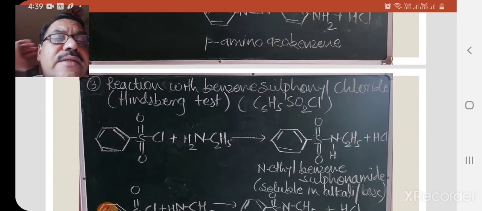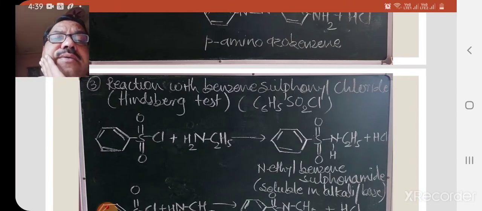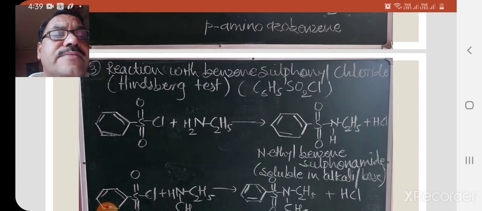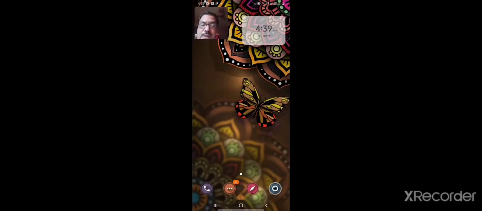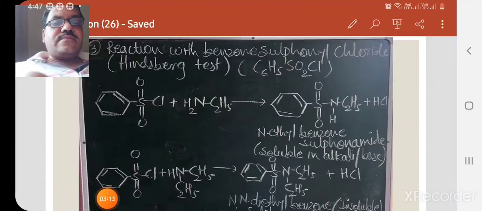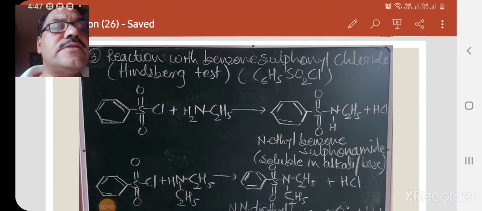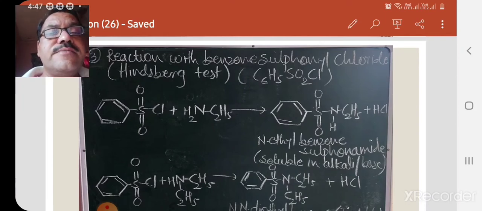Now the third reaction in the retention is the reaction with benzene sulfonyl chloride. This test is called the Hinsberg test. This benzene sulfonyl chloride is called Hinsberg reagent. It has the molecular formula C6H5SO2Cl.